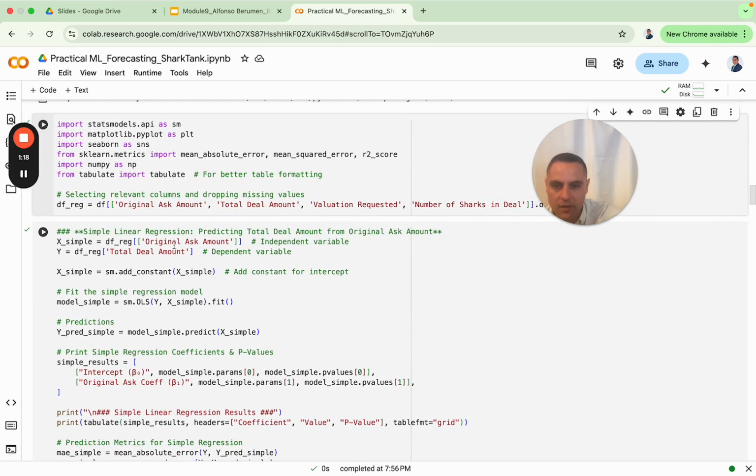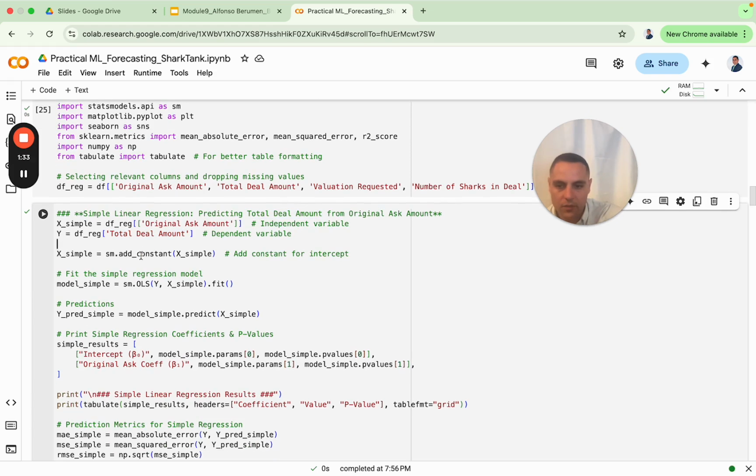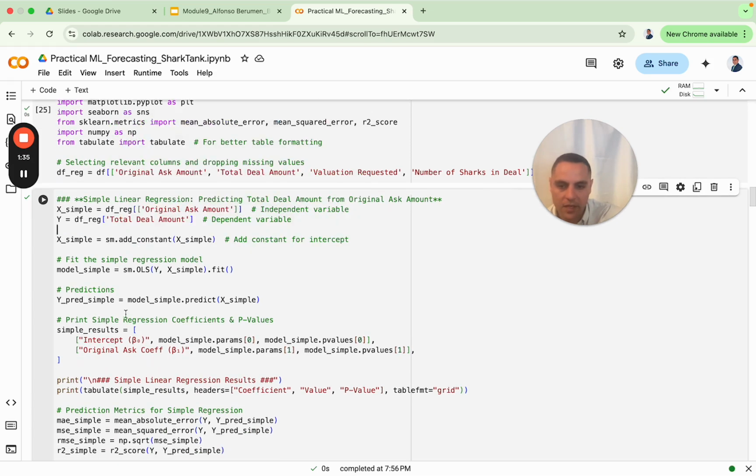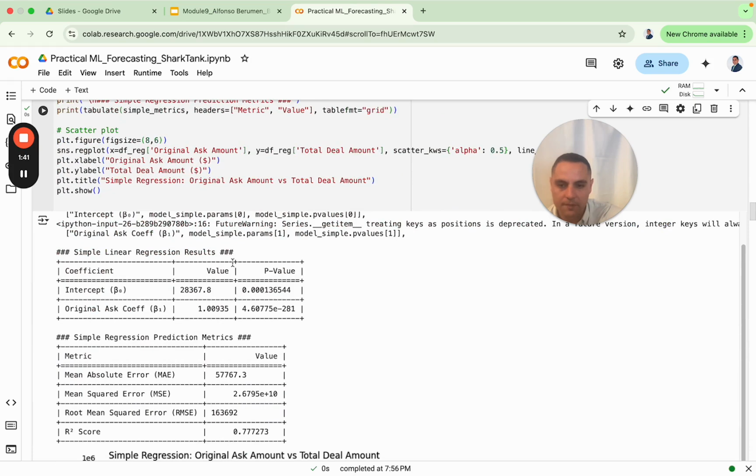And then to start out, I'm just going to use a simple linear regression. So I have the single independent variable, original ask amount, and then the total deal amount here is my dependent variable. So we're going to run this, and I'm also going to produce our accuracy metrics as well. So we'll take a look at those outputs.